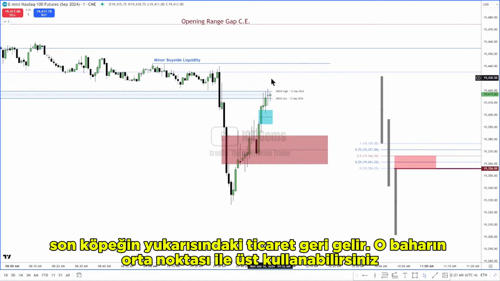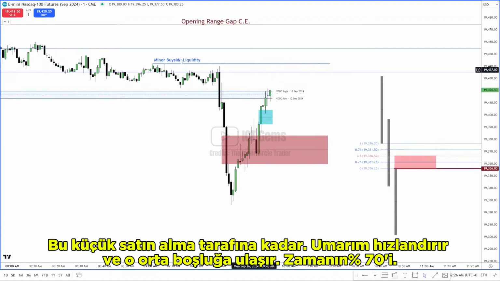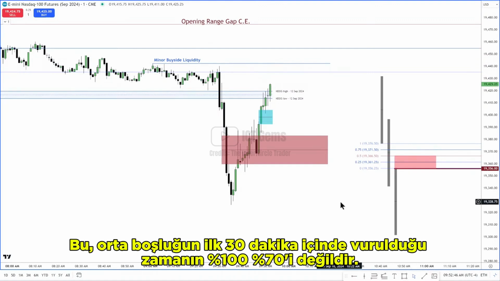We want to see it trade above the old high, come back down. It can use the top or the midpoint of that, spring from that up into the minor buy side, maybe hopefully accelerate and reach into that mid gap. 70% of the time, it's not 100%, 70% of the time, mid gap gets hit within the first 30 minutes.